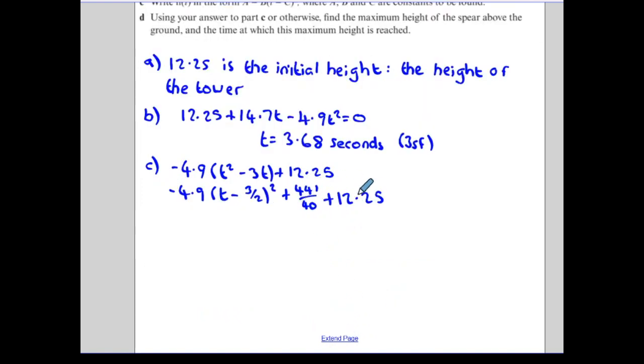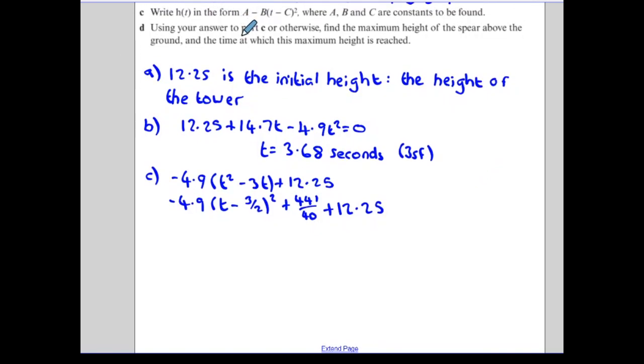Combining these two together gives us 931 over 40, and to put it in the form we're asked for, we need the constant part first. So this becomes 931 over 40 minus 4.9 t minus 3 over 2 squared. This is now in the form we were asked for.